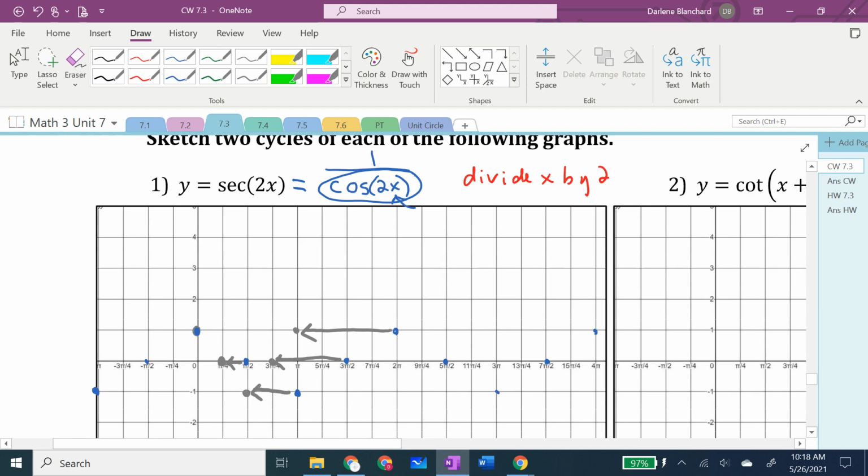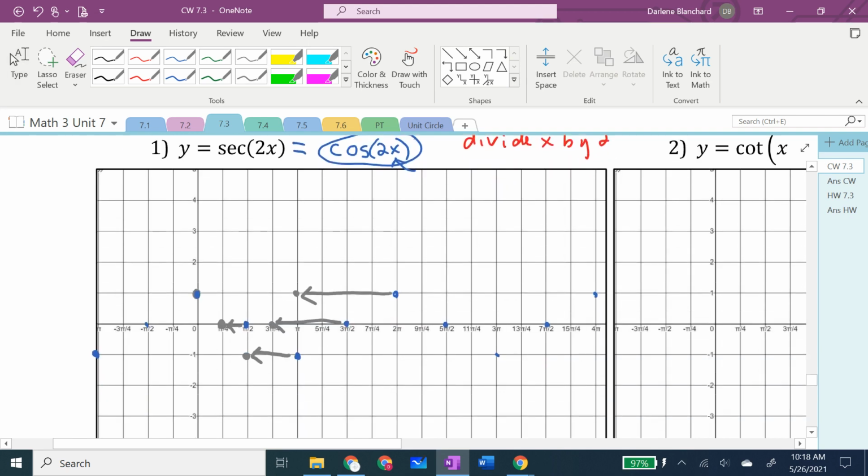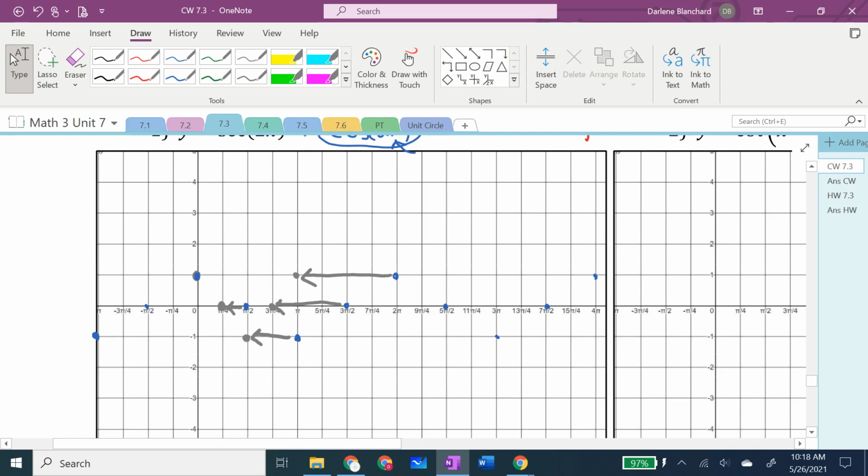This problem asks you for 2 cycles, so I'm going to draw 2 cycles worth. Right now I have 1 cycle of my cosine function. I'm going to erase those arrows and the original points. To get a second cycle, I could just watch this pattern and repeat it. That's going to show me where my 2 cycles of cosine are for cosine 2x. I'm going to dash graph it.